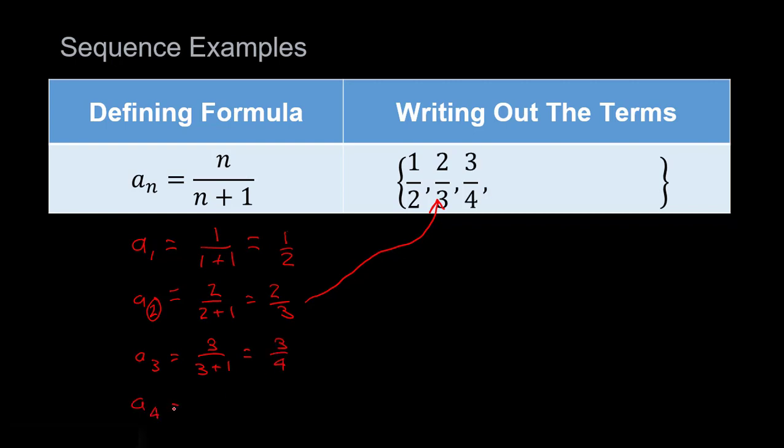You're probably getting the hang of this now. Our fourth term is just going to be 4 over 4 plus 1, or 4/5. And in general, our nth term is just going to be n over n plus 1, as we defined here. So let's go ahead and move on to another one.